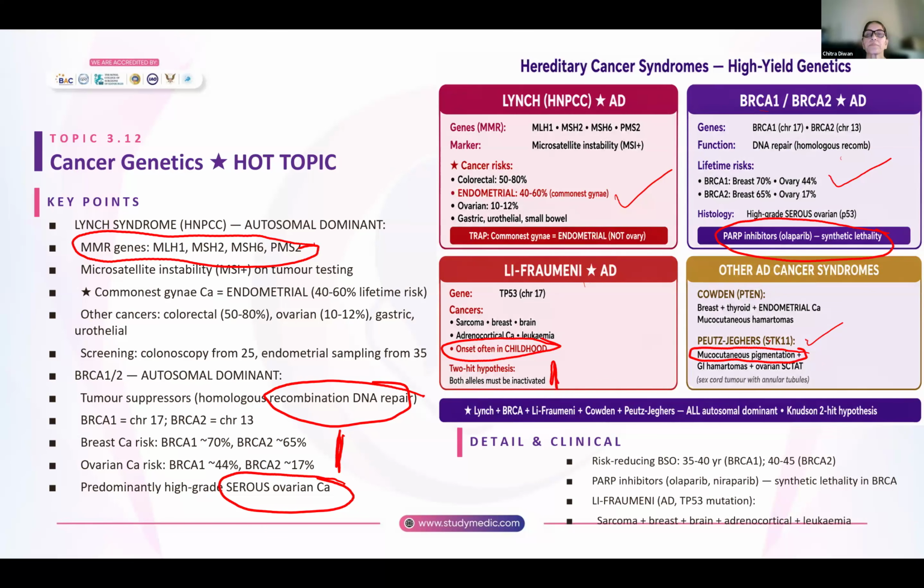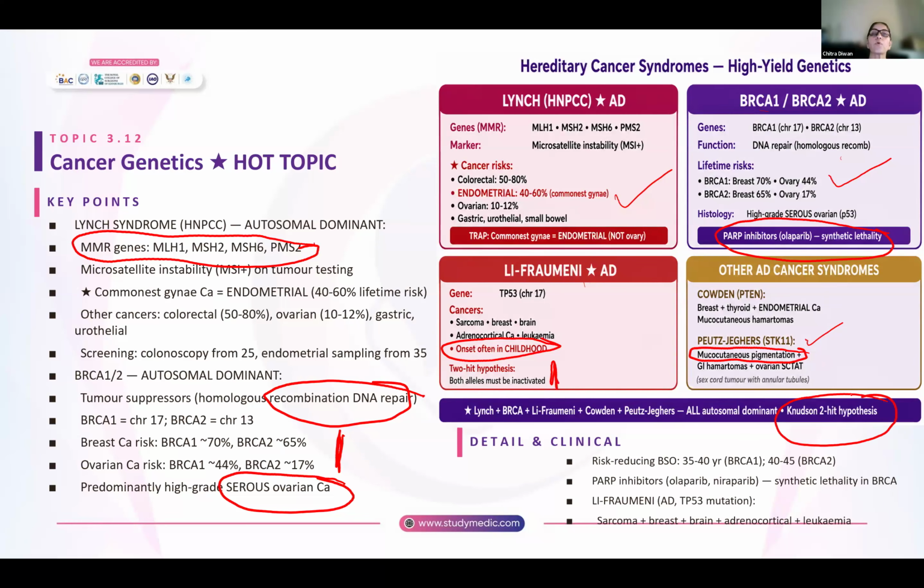Okay. All these cancer syndromes, remember, they are all autosomal dominant. And because of the Knudson two-hit hypothesis, any cancers that present with familial cancer syndromes come on at an earlier age.